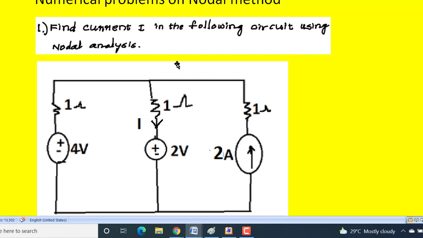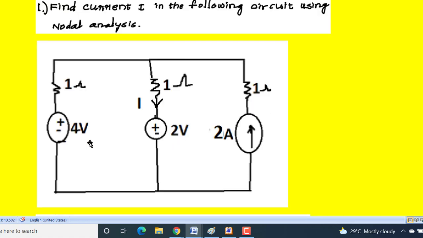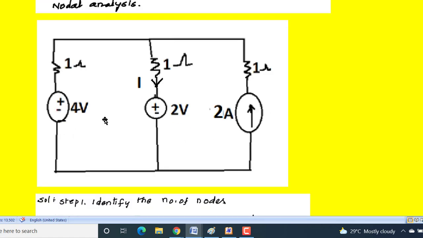Coming to the present problem, the data is given like this. A 4 volt supply with 1 ohm resistance, similarly a 2 volt supply with 1 ohm resistance, and a 2 amperes current source in series with 1 ohm, connected in parallel like this. The question is, what is the current flowing in the 2 volts branch?